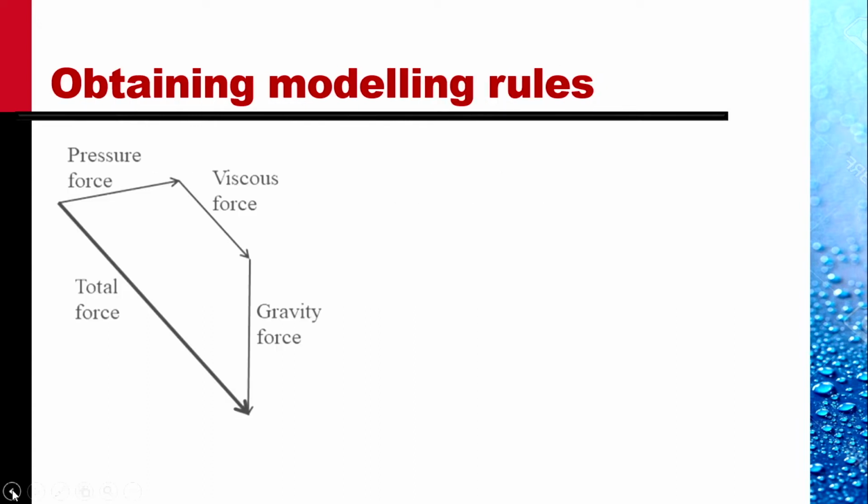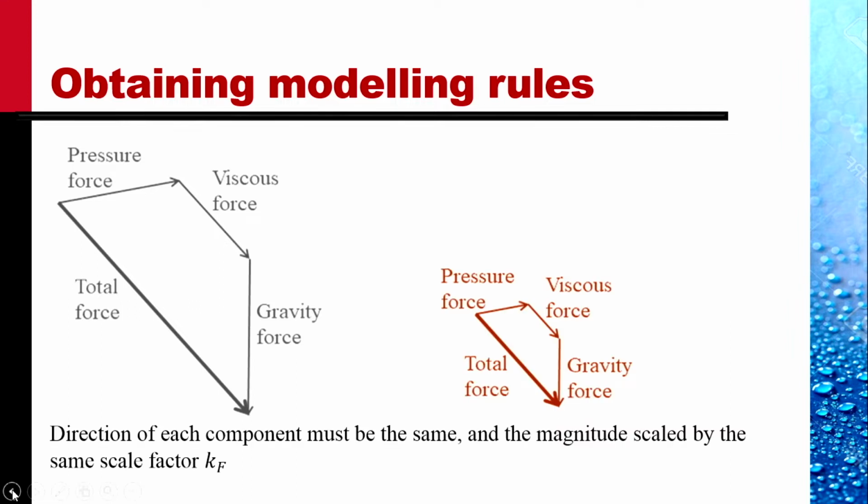So if a pressure force, viscous force, and a gravity force make up the total force, then within the prototype and the model, there would be the same scale factor, and each component would have the same direction, and the magnitude of each component would be scaled by the same scale factor Kf.